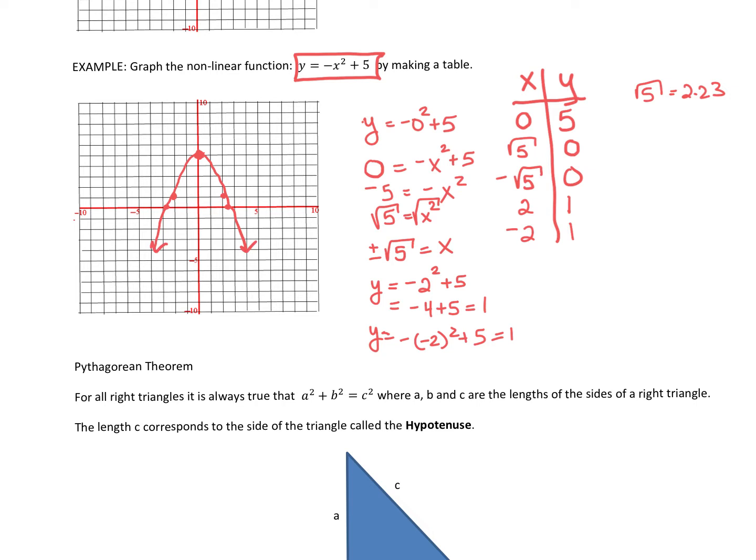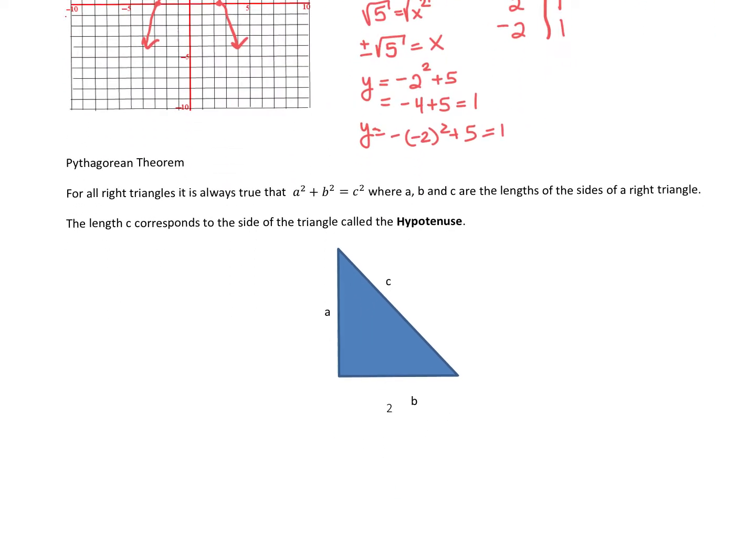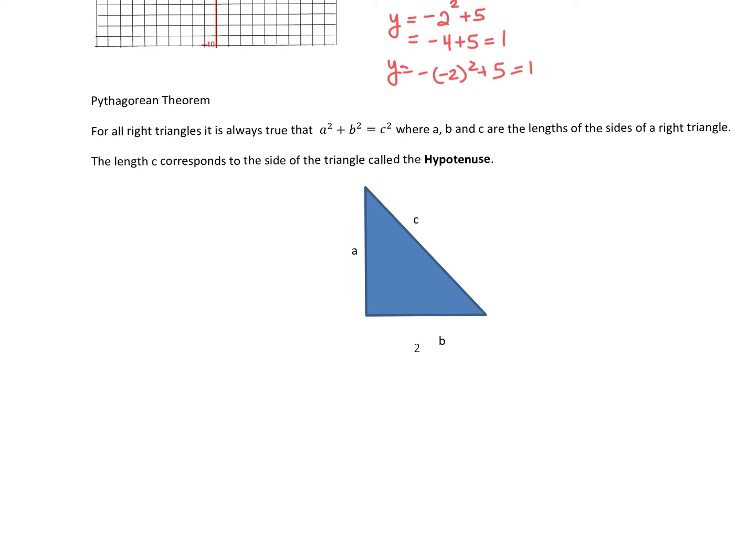Now, what we want to talk about is the Pythagorean theorem. The Pythagorean theorem says for all right triangles, it has to be a right triangle, which means it has to have a 90-degree angle. It is always true that a squared plus b squared equals c squared, where a, b, and c are the lengths of the sides, and c is the hypotenuse. The hypotenuse is always the longest side. So sometimes rather than saying a squared plus b squared equals c squared, I like to say leg squared plus leg squared equals the hypotenuse squared, just in case they're labeled differently.